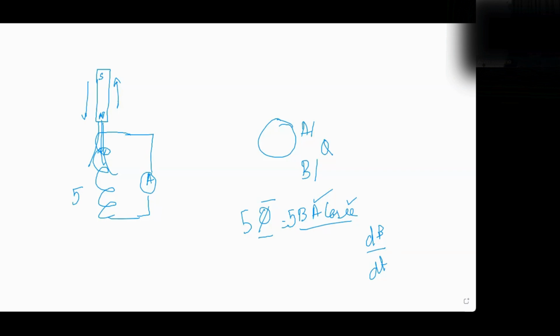Next method I will show you, which is usually called motional EMF. Yesterday we saw motional EMF, right? What was happening in the motional EMF? We had one wire like this, and we had a magnetic field in this way. Then you had a wire which was moving with velocity v.